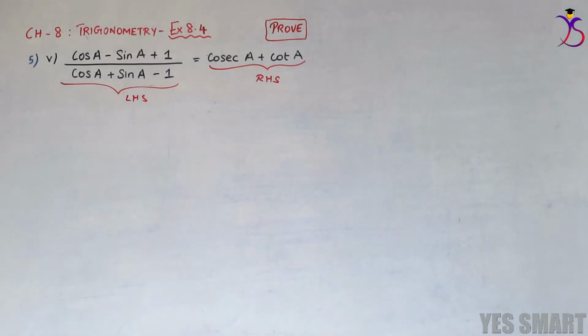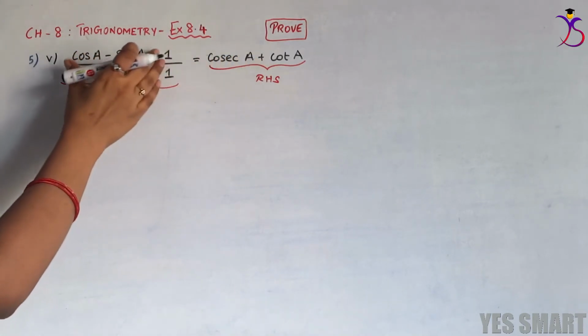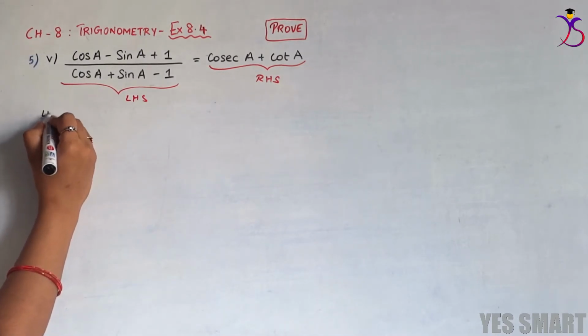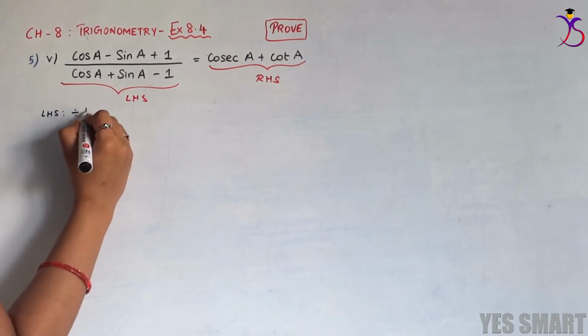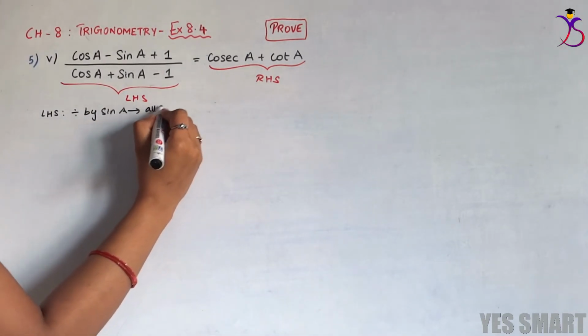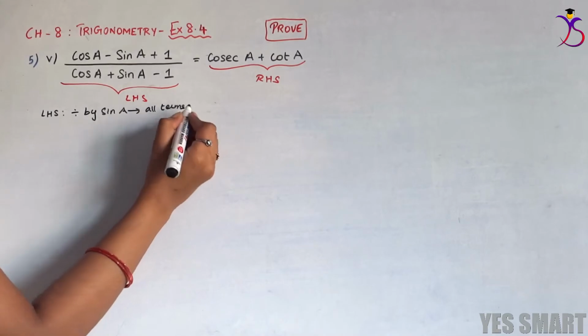Now the fifth subdivision, they have given us the LHS and RHS. We have to take the LHS and solve to prove that both are equal. So let's start with LHS. I'm just going to divide all the terms of LHS by sin a. All the terms, both numerator and denominator.